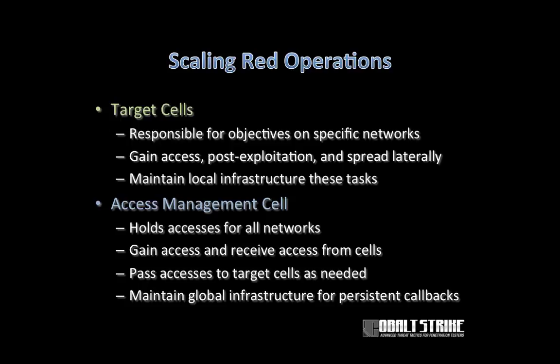The access management cell should be there as a fallback or as a cell to seed a target cell when they need to perform some sort of objective, okay? So the job of the access management cell is to pass access to target cells as needed. The other thing the access management cell does is maintain global infrastructure for persistent callbacks. So these are the folks who stand up team servers, they stand up redirectors, they register or buy domains, and they take all the necessary steps to make sure you have good, healthy infrastructure for maintaining long-term access.